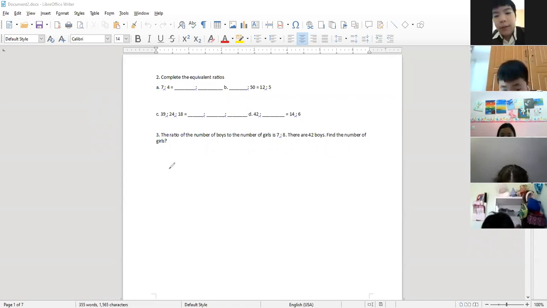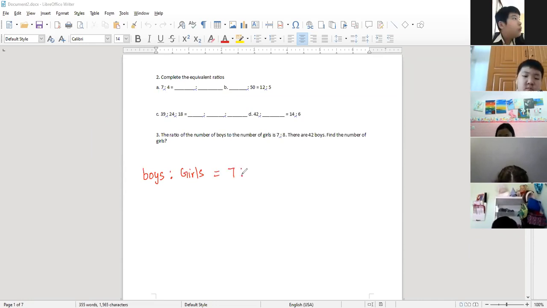The number of boys divided by 7. Yeah, very good. The ratio of the number of the boys to the number of girls. So you have given that boys is to girls is equals to 7:8. So your first number represents boys, right? And your second number represents girls, pink for girls, right? So this is boys, these are girls.